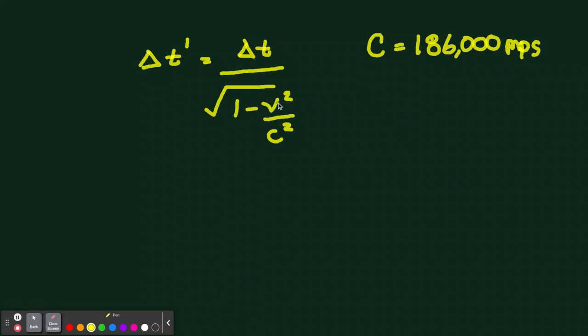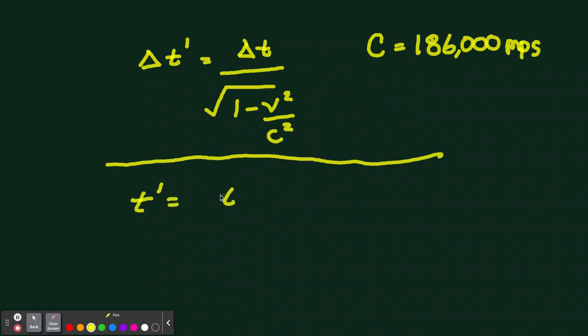And we can make this formula a little clearer now for us. We'll just put a line there. We can also just say t prime, and I'll explain this again. I'll just put t times the square root of 1 minus v squared, velocity, over the speed of light squared.